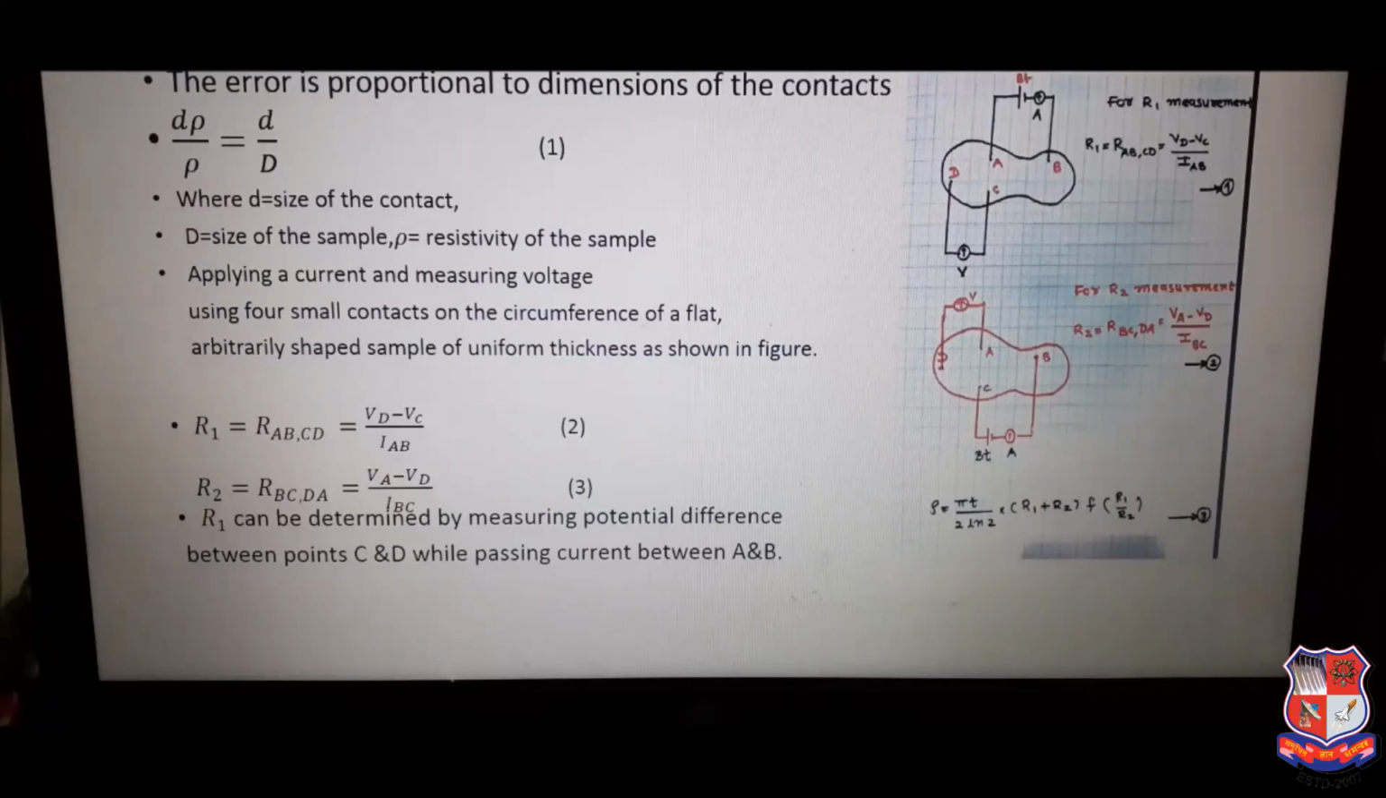Similarly, for the R2 measurement, we will have the connection of battery and ammeter between B and C, and the voltmeter is going to be connected between points A and D. So the equation becomes R2 is equal to VA minus VD upon I_BC. So from these two equations, we will get the value of resistivity, that is rho is equal to pi t upon 2 ln 2 multiplied by (R1 plus R2) into function f of R1 by R2. Call this equation number 3.